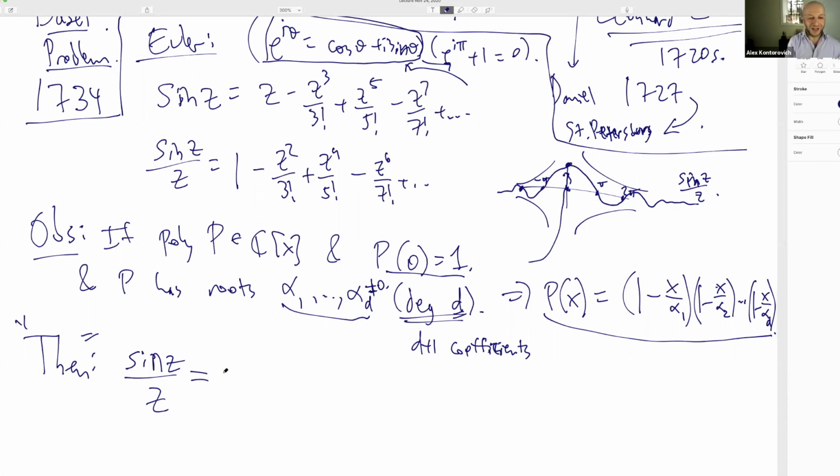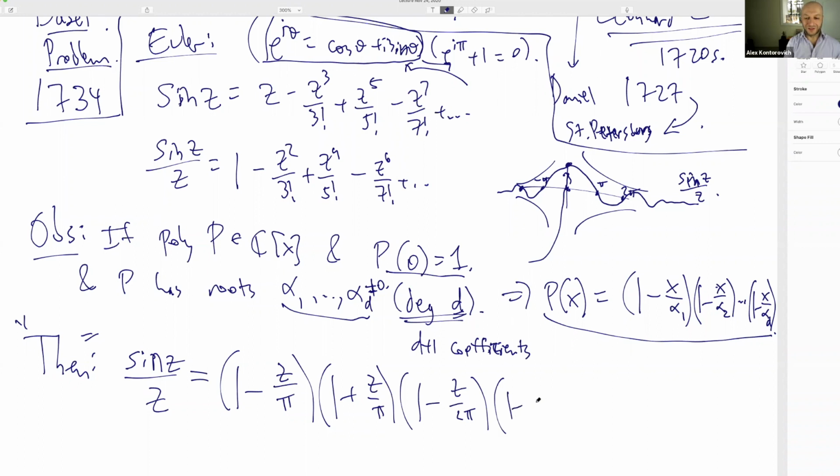So I should be able to express it as 1 minus z over pi, I have a root at pi. I have a root at negative pi. I have a root at 2 pi and a root at negative 2 pi. And of course, these are differences of squares, so we can group these. So if I group the next one, I'll get 1 minus z squared over 3 pi and negative 3 pi, so I get 9 pi squared. You guys see that? And then 1 minus z squared over 16 pi squared.